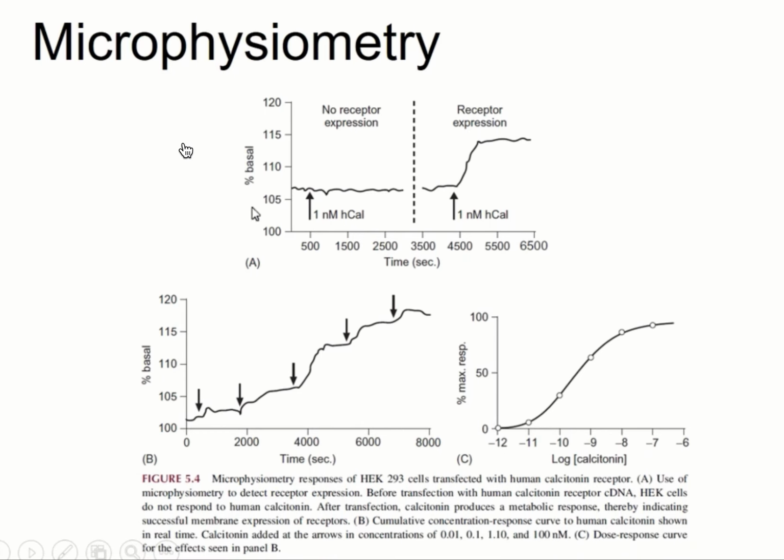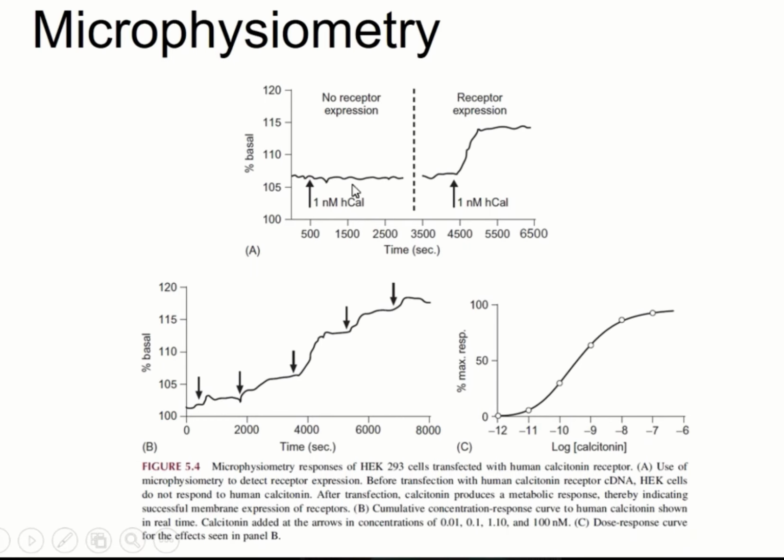And so at the top of our figure here, we see a basic idea of how this works. We're looking at 2 lines. On the x-axis, we have just time. And so we're measuring cellular metabolism as time goes along. The first line we see here is for some cells that do not express the receptor that our agonist binds to. And so we see that when we add this calcitonin, which is our agonist, we see no change in our metabolism. On the right, we have cells that express our calcitonin receptor. And so when we add calcitonin, we see a jump in metabolism.